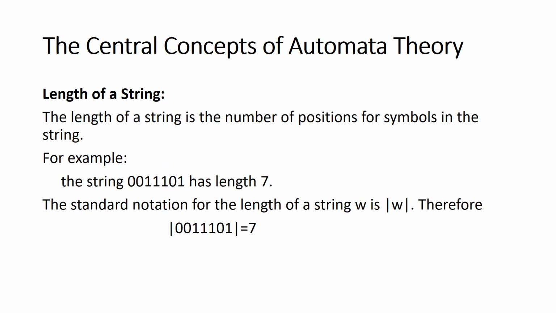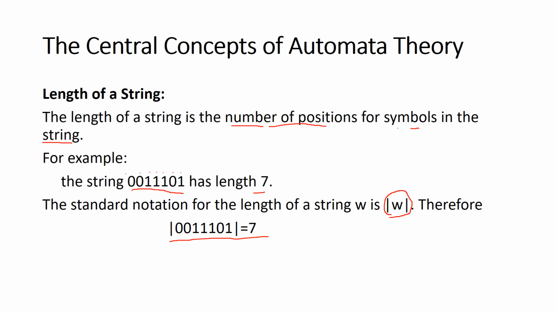Length of a string. As we have discussed already, strings are a sequence of symbols chosen from an alphabet. The length of a string is going to be the number of positions for symbols in the string. So if the string has 5 symbols, then the length is going to be 5. Let us look at a few examples. The string 001101. This string has 1, 2, 3, 4, 5, 6 and 7 symbols. Therefore, the length of the string is 7. The standard notation for the length of the string w is this. So the length of the string is equal to 7 in this case.